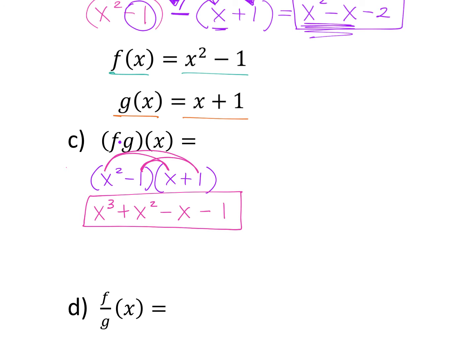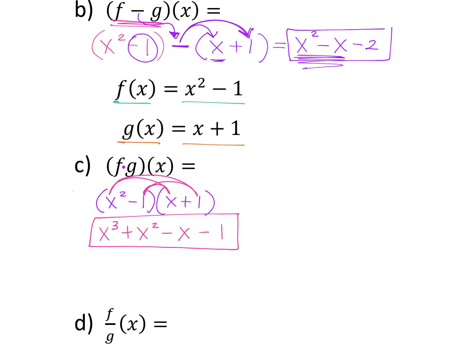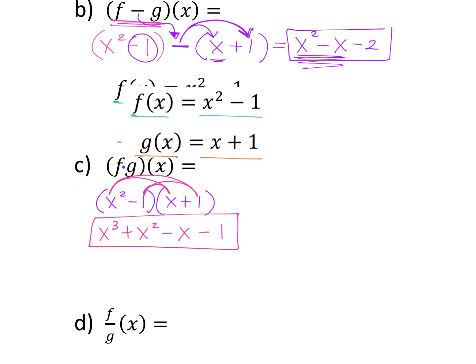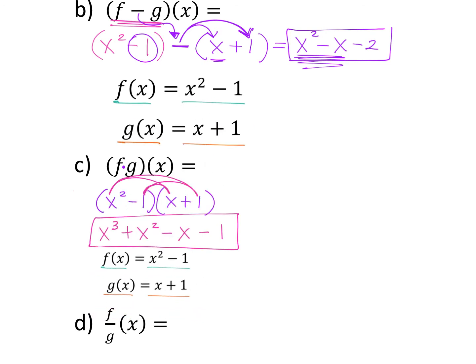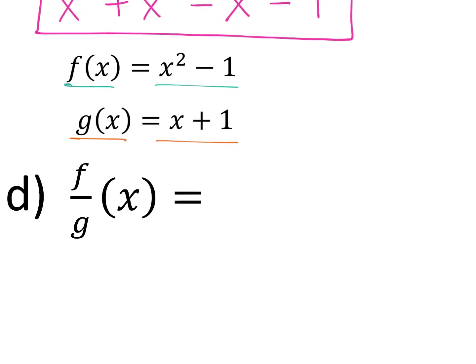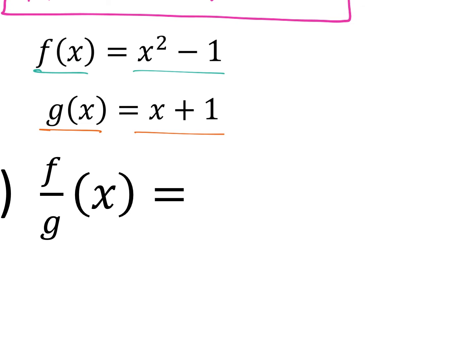Okay, here's where it gets a little bit trickier. We're dividing, and it's really tempting on this one to divide improperly. So let's take a look at this. We're taking the f of x function, x squared minus 1, and we're dividing by the g of x, x plus 1.